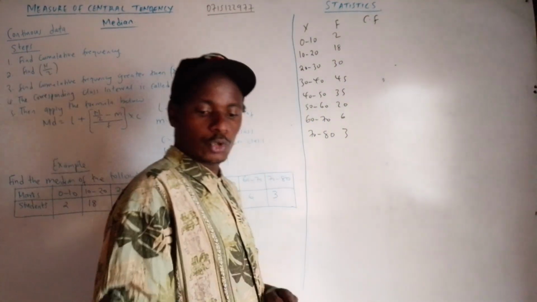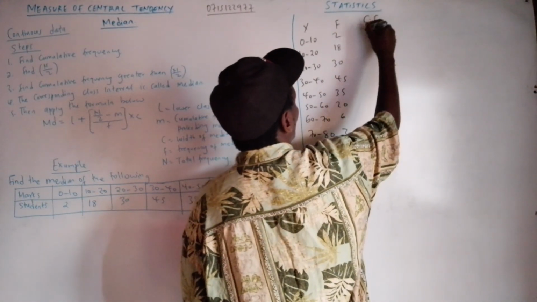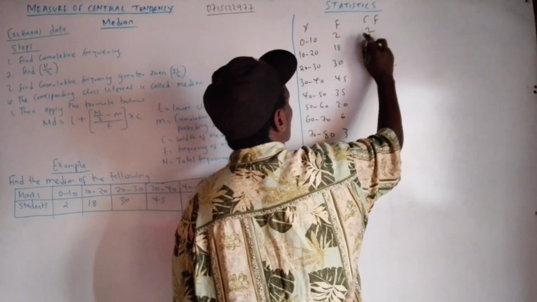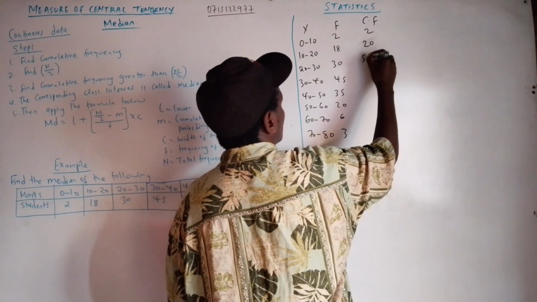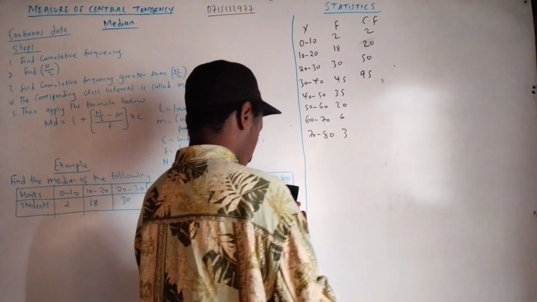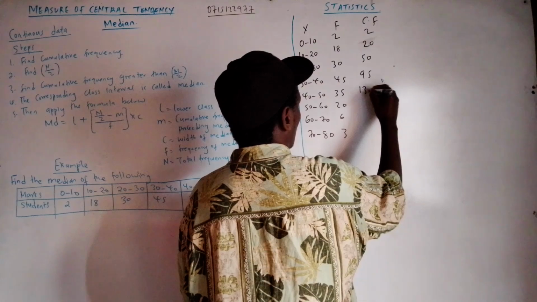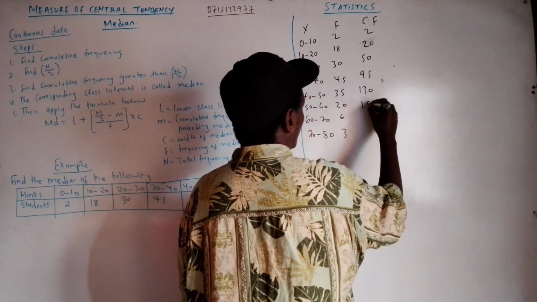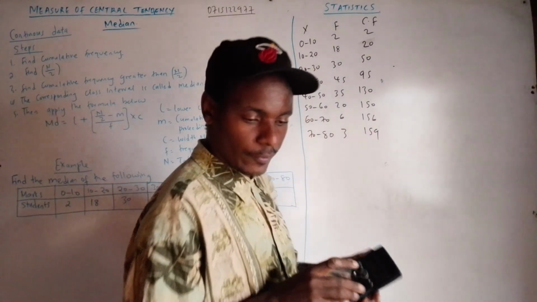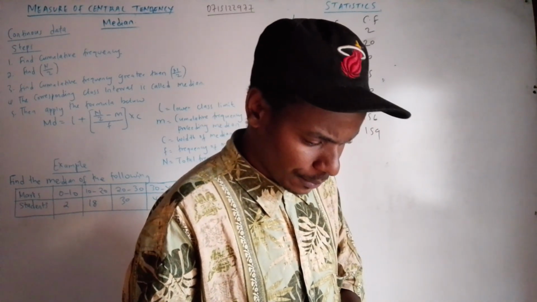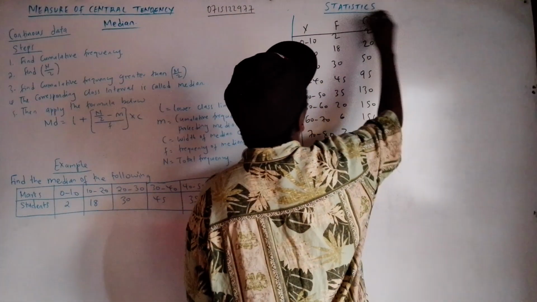The first frequency is 2, meaning the cumulative frequency is 2. Then 18 plus 2, that is 20. 20 plus 30 is 50. Then 50 plus 45 is 95. 95 plus 35, that is 130, then 150, 156, 159. So 159 is our total frequency. That one is correct. So once we have the cumulative frequency, we can find n over 2.